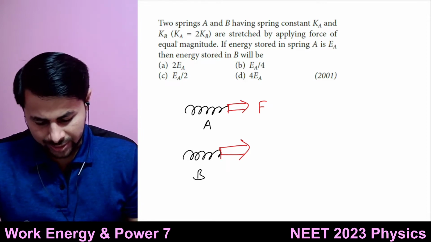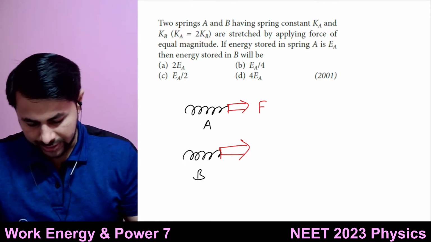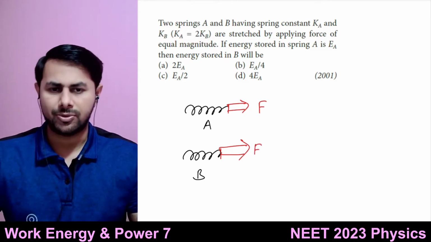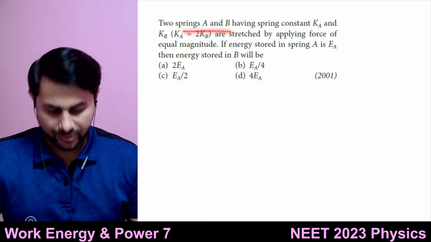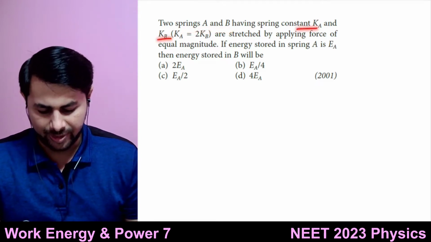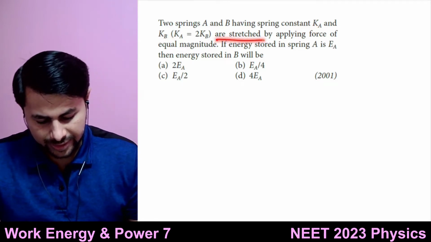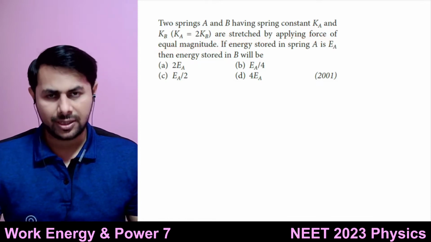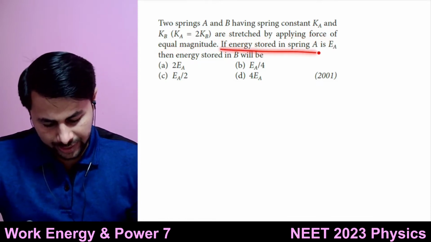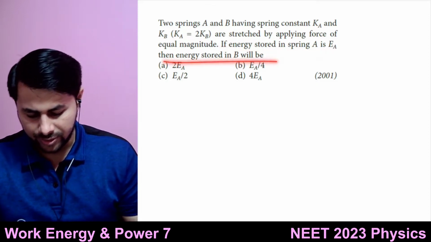Okay, so spring constants are given. Ka is equal to 2 times Kb. So forces are equal. See, the question is two springs A and B have spring constants Ka and Kb, Ka equals 2 times Kb. They are stretched by applying a force of equal magnitude. So force is equal. If energy stored in spring A is Ea, then energy stored in the spring B will be.